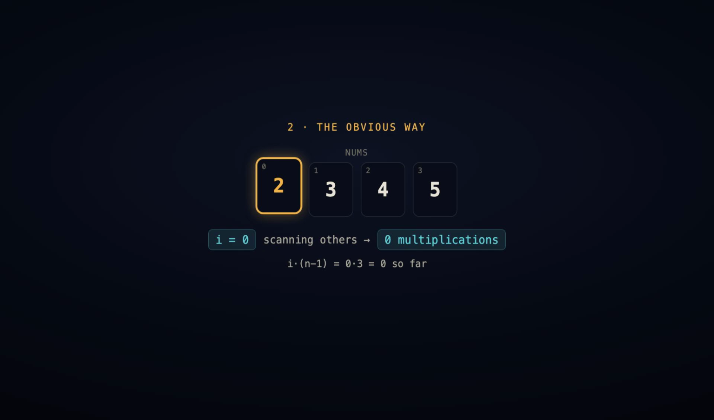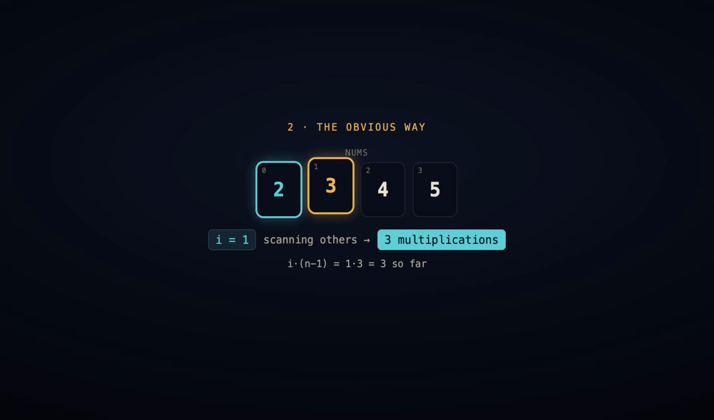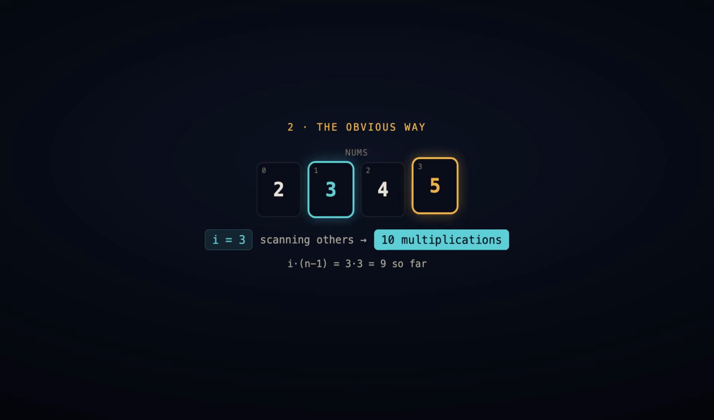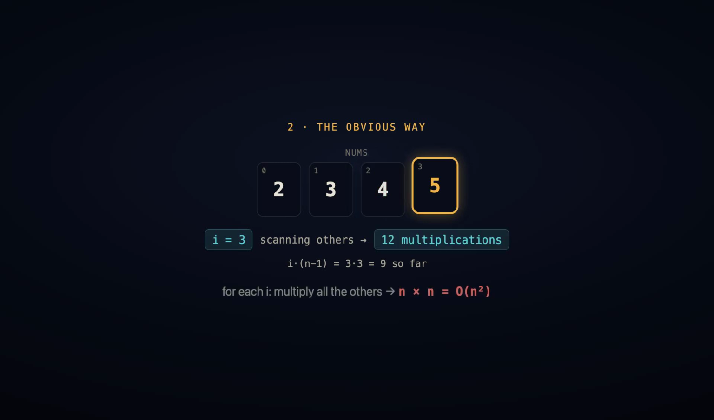The first instinct is direct. For each position, loop over all the others and multiply them. It works, but look at the shape. For every one of the n numbers, you walk all n again. That's n times n, or n squared, multiplications. On a big array, that crawls.